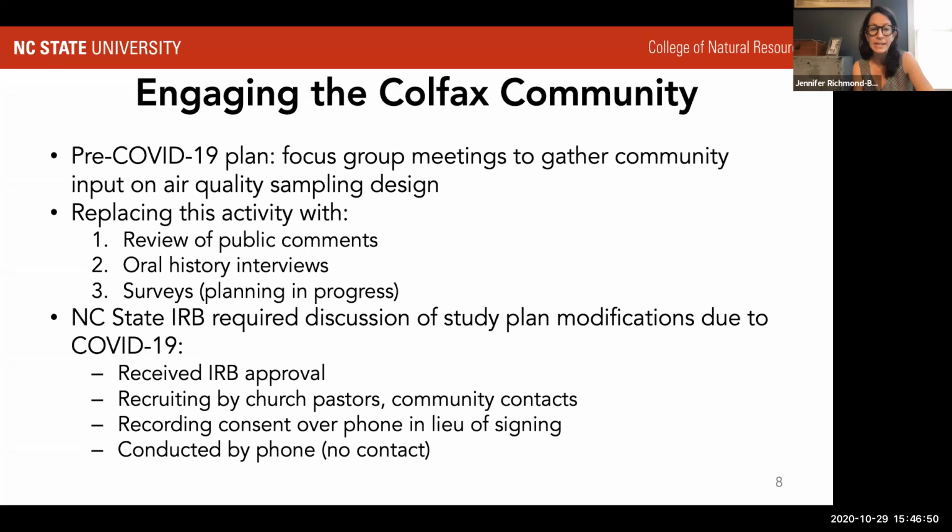And we were hoping that by meeting with groups of people, we could benefit from that kind of collective knowledge and institutional knowledge that you have when you bring a group of people together who've lived in a place for a long time. But that's not possible due to COVID, both because of travel and because it's irresponsible right now for us to bring together a group of people. And so we've replaced this activity with a few other things.